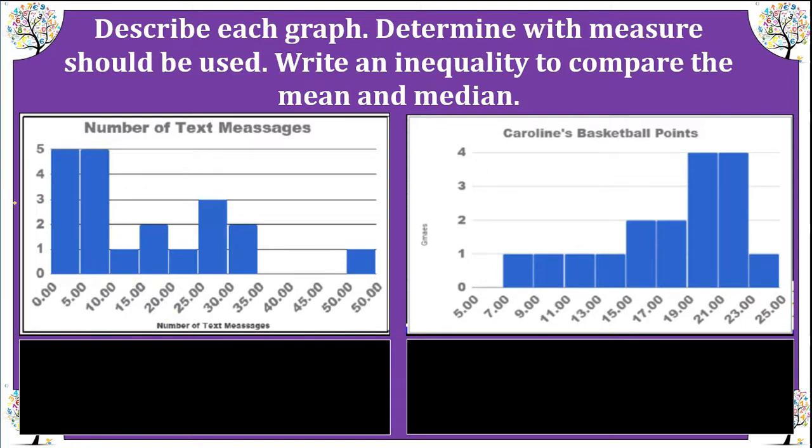So we could see that most of the data is on the left side, but we do have data that's pulling it to the right. So it is skewed right. And I do have two clear peaks, so it's bimodal.